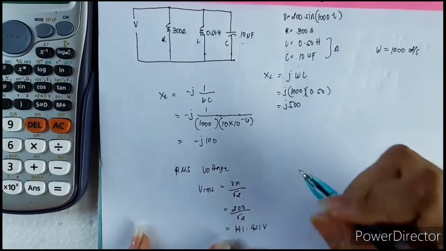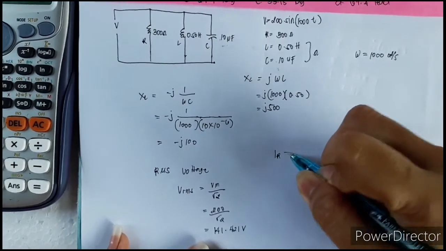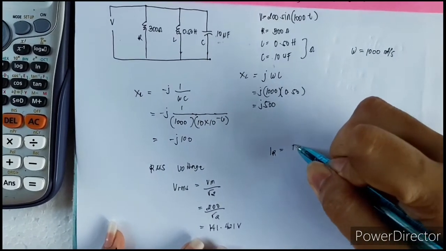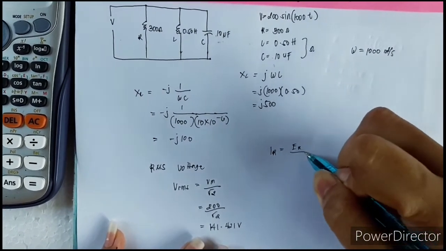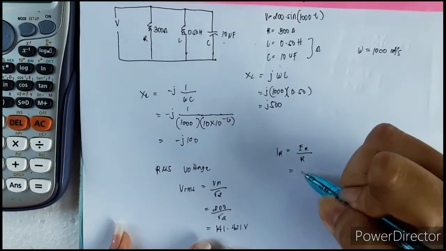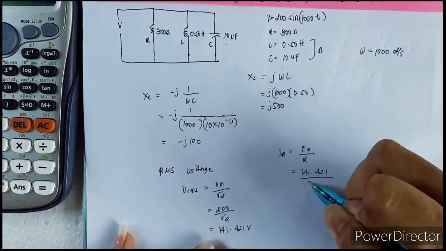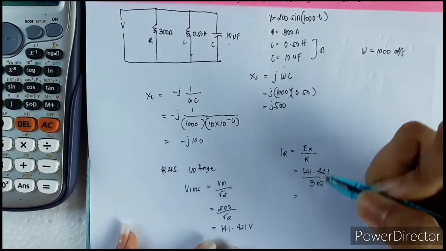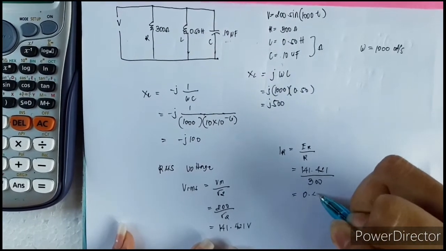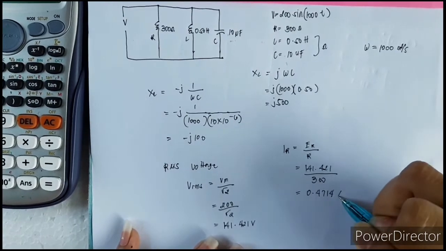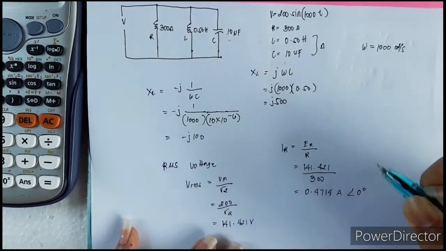First, let's have the current in resistance. We will have IR is equal to ER over R. So we have 141.421 divided by 300, and we will get 0.4714 ampere angle 0 degrees.